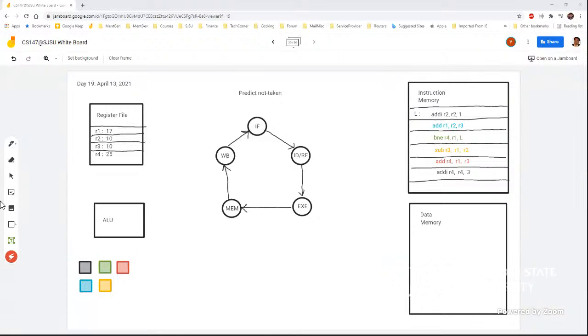Okay, now let's see. So we start this program execution, and let's say at that point, we have these R1 values stored at 17, R2 at 10, R3 at 10, and R4 register at 25. So what happens at this point, your machine will fetch this instruction. That means your instruction memory is accessed for your first instruction, the one which is being fetched.